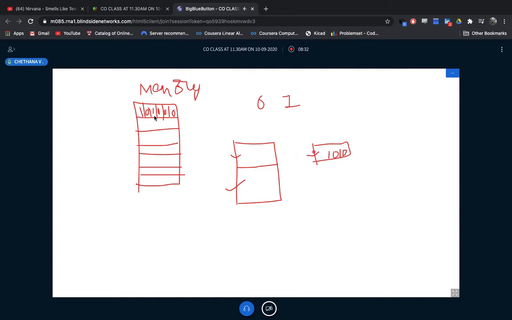So how many addresses do I require? You may require 2 to the power of 0. 2 to the power of 0 is equal to what? 1. Only one memory location. Inside this one memory location, I can store not something like 1010, but either 0 or 1. Only two possibilities. That means what? Only one bit of data you can store here. So only one bit you are able to store inside the memory location.